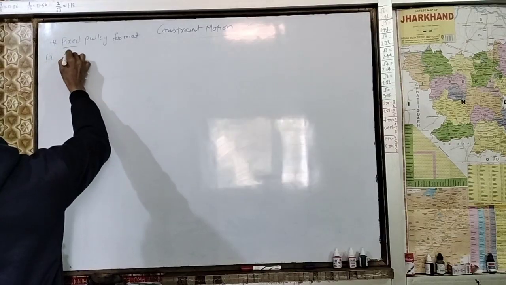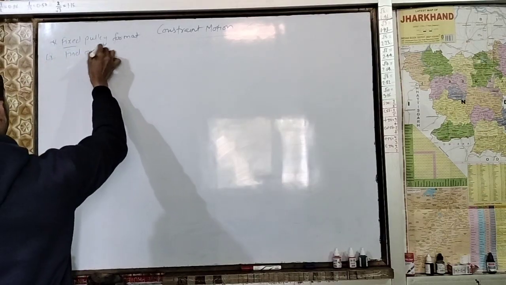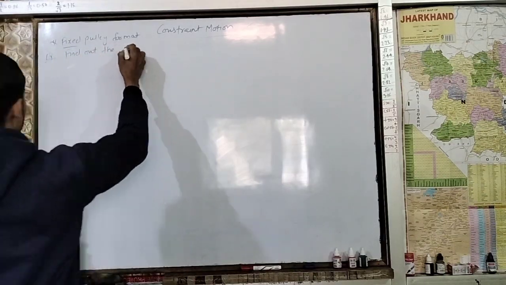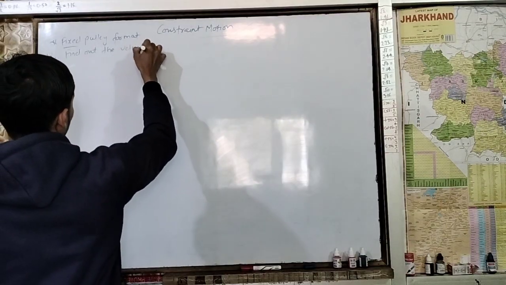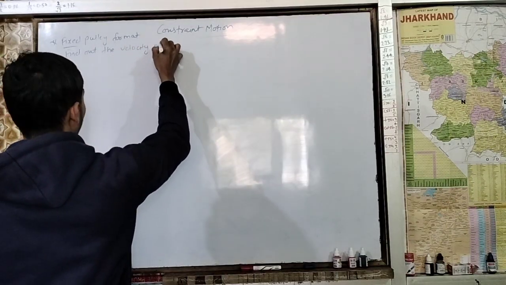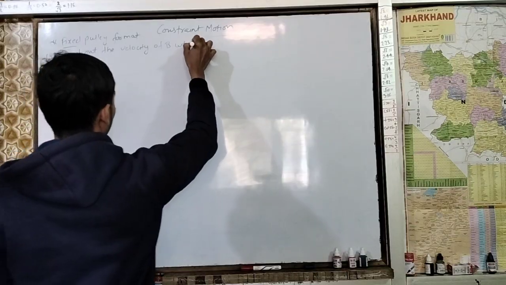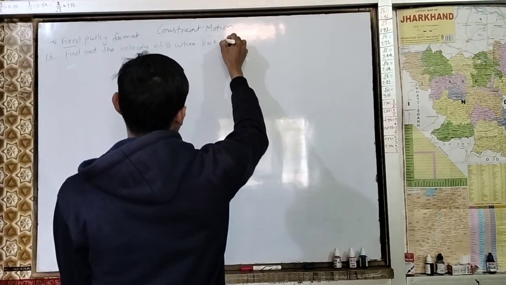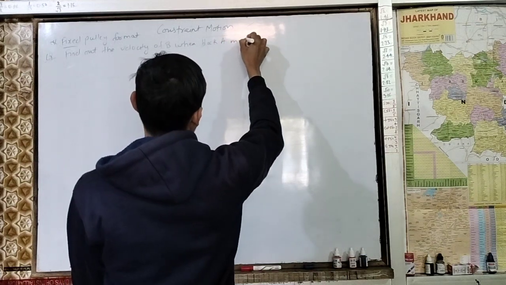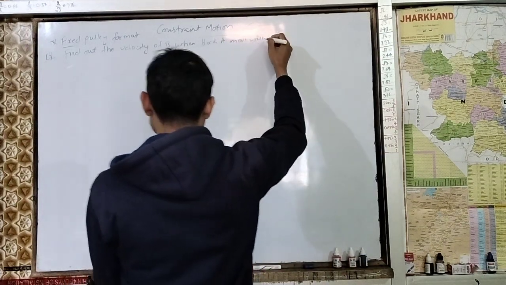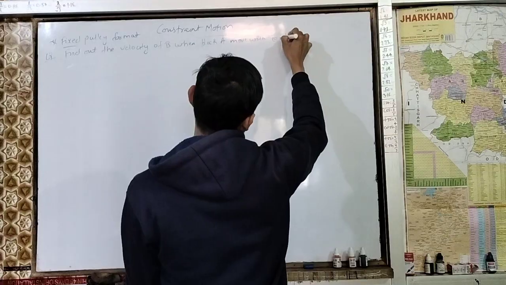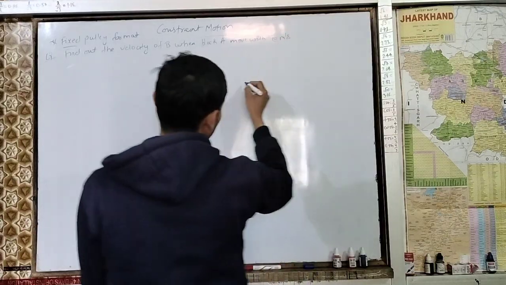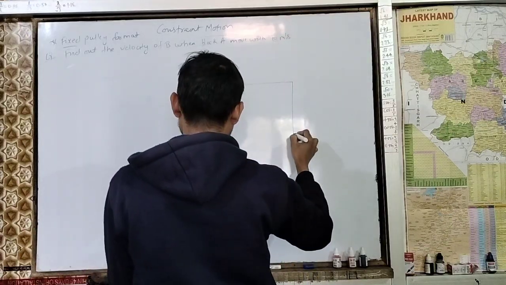Question is: find out the velocity of B when block A moves with 10 meter per second, and the figure is something like this.